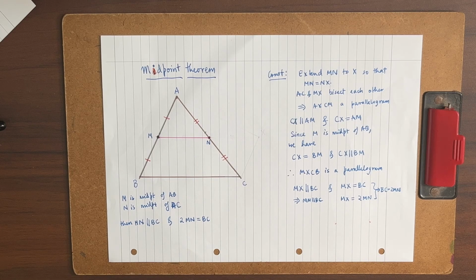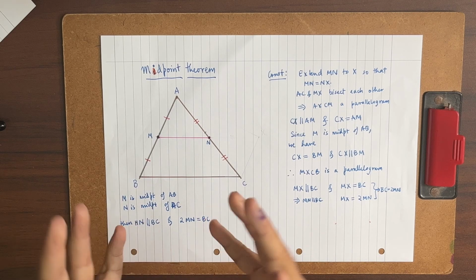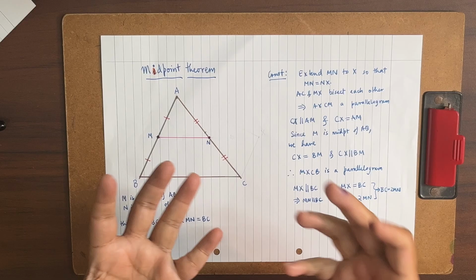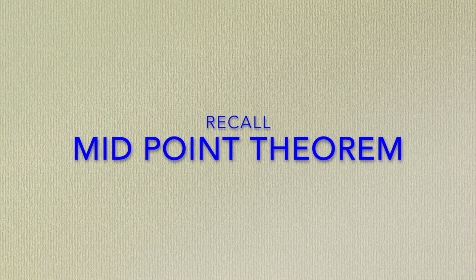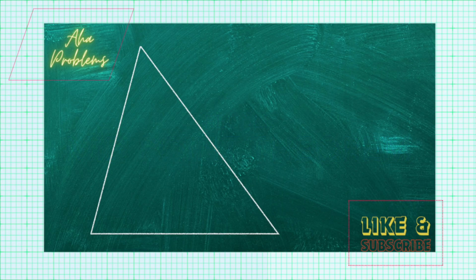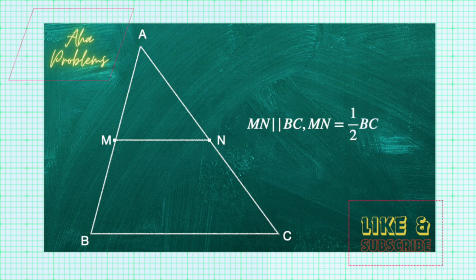Let's continue with some applications of the midpoint theorem, and let's try to see what the midpoint theorem really tries to tell us about triangles. The line joining the midpoints is half the base and parallel to the base. This is the midpoint theorem.